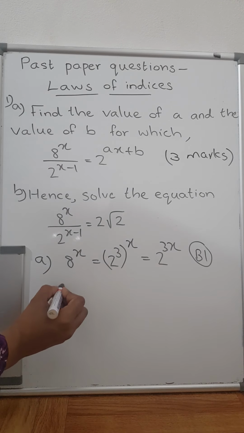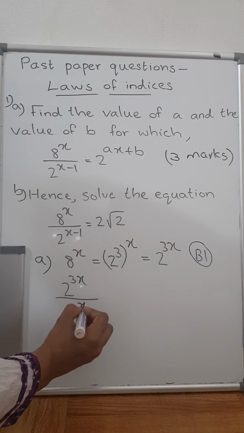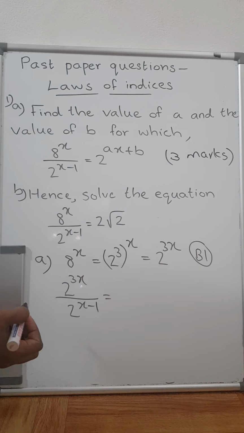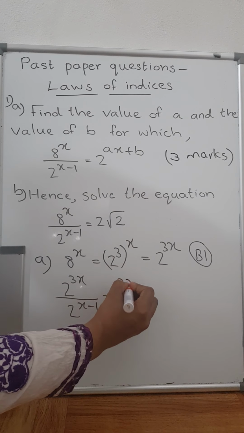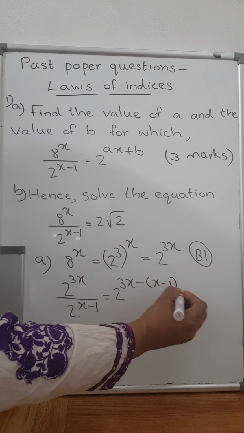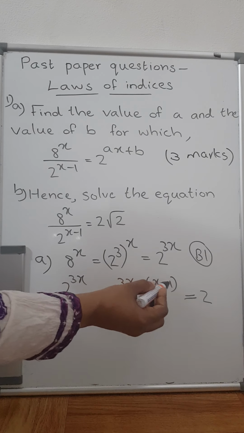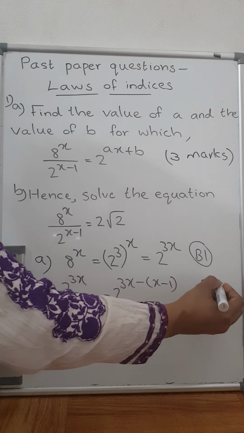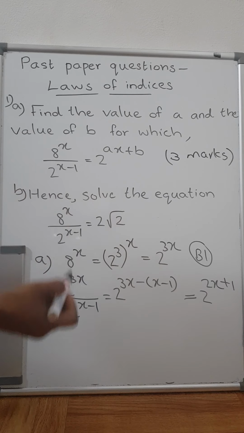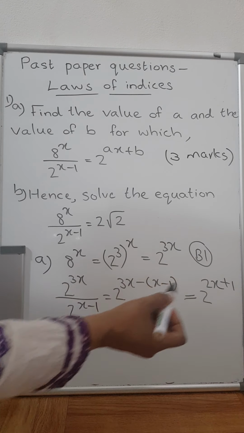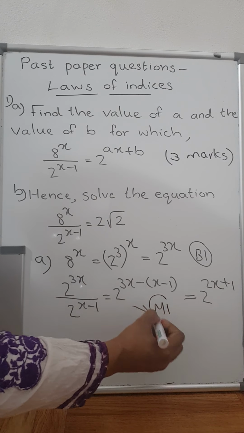So 8 to the power x divided by 2 to the power x minus 1 we can now write as 2 to the power 3x divided by 2 to the power x minus 1. On using division law in indices, we can write it as 2 to the power 3x minus x minus 1. On simplifying, we get 2 to the power 3x minus x plus 1. 3x minus x is 2x, minus 1 plus 1. Now you see, we got 8 to the power x divided by 2 to the power x minus 1 as 2 to the power 2x plus 1. For writing this step, we are getting 1 mark, method mark.